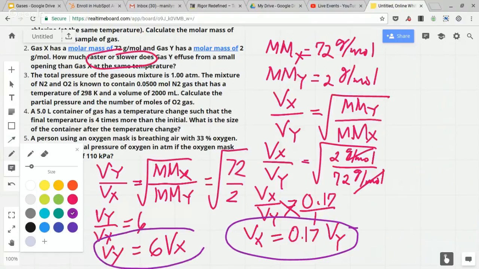So see the difference of the two. Compare these two. Either of that is correct based on the proper substitution of values. Y should travel faster, 6 times faster than X, because Y is so much lighter than X.